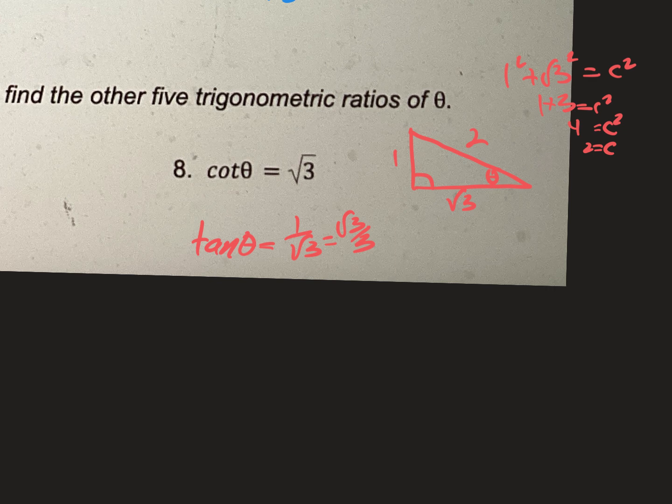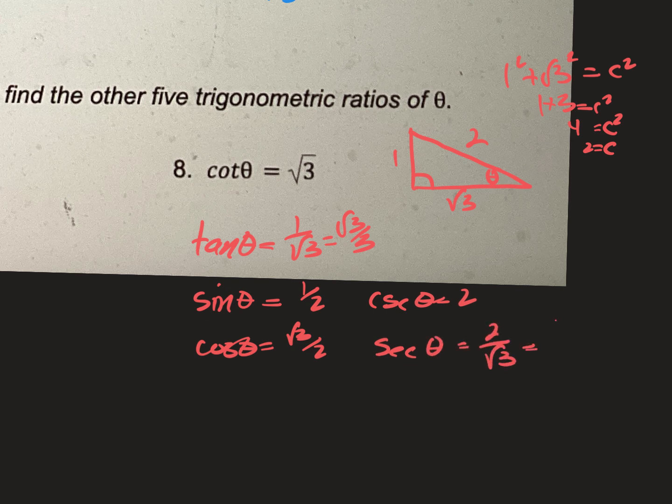So here we go. Sine theta, where theta is, I'm going opposite over hypotenuse, which is 1/2, which means my cosecant theta is 2. Cosine is adjacent over hypotenuse, which is square root of 3 over 2, which means my secant is 2 over the square root of 3. We need to fix that one. 2 square root of 3 over 3. Hope that's good. Let's keep going.